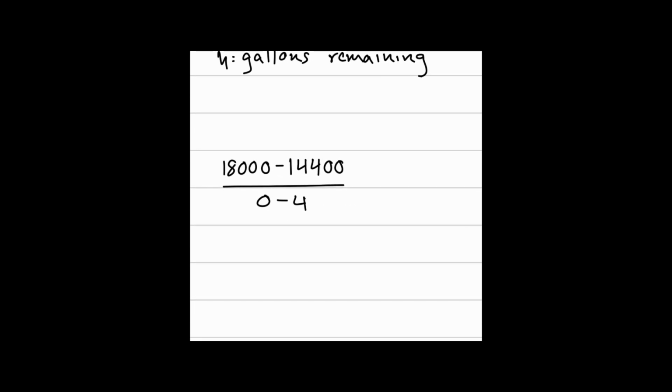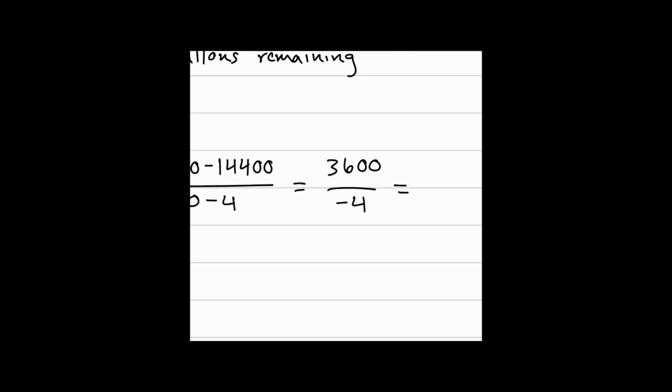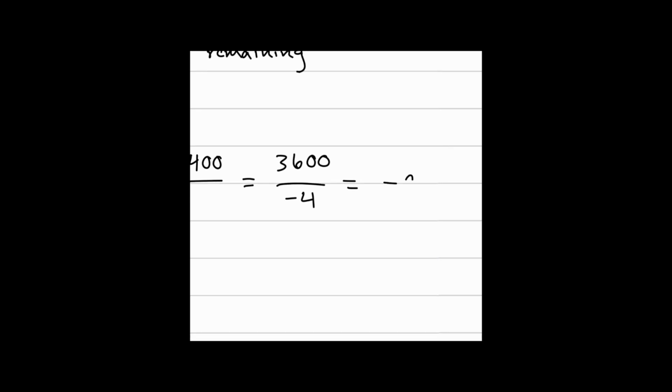So if I do this math, let's see. 18,000 minus 14,400 is going to be 3,600 over negative 4. And we can see that our slope is going to end up being negative, which makes sense because our rate of change should be negative, right? The number of gallons remaining in the pool should be going down as the number of hours increases, right? So 3,600 over negative 4 is going to be negative 900, or we could say negative 900 over 1, right?